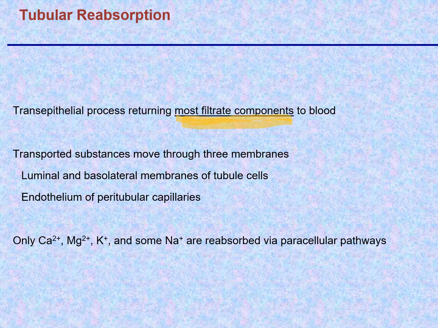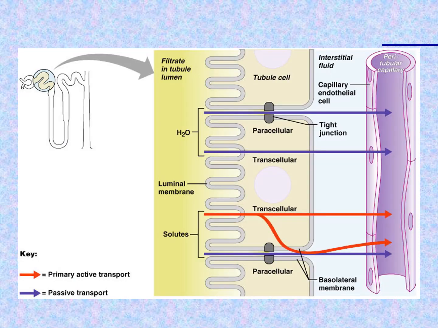These reabsorbed substances will move through three membranes to get back into the bloodstream. They move across the cells that surround the tubule, and then through the basement membrane, and then through the endothelial cells that line the peritubular capillaries to get into the blood in the capillaries. I don't know if I'm going to talk about this mechanism. Let's move on.